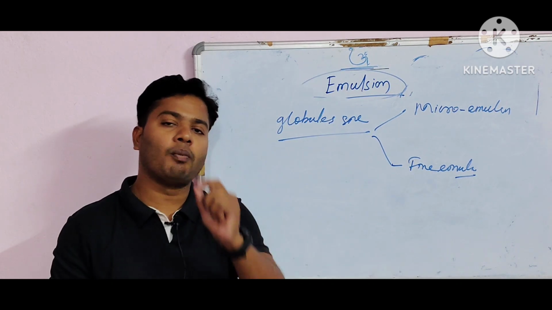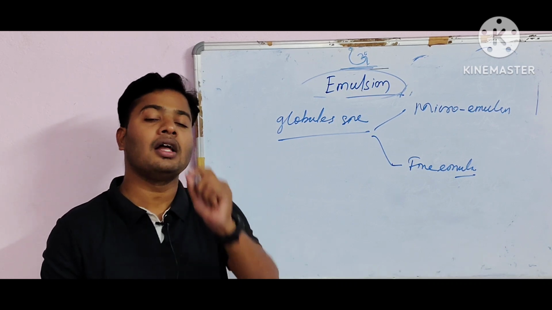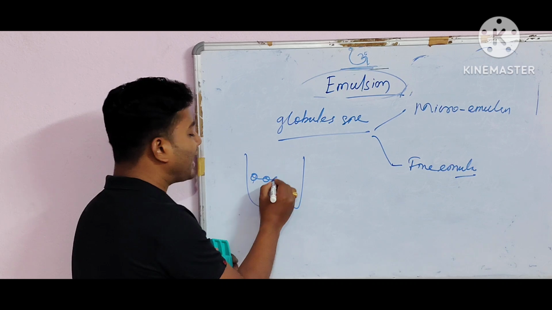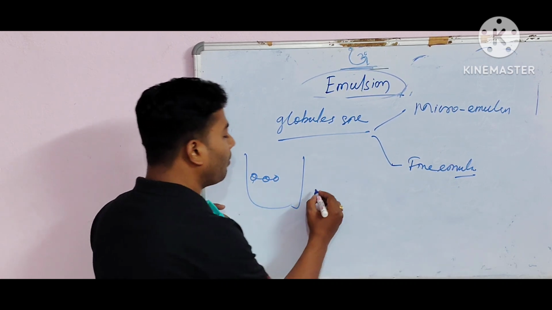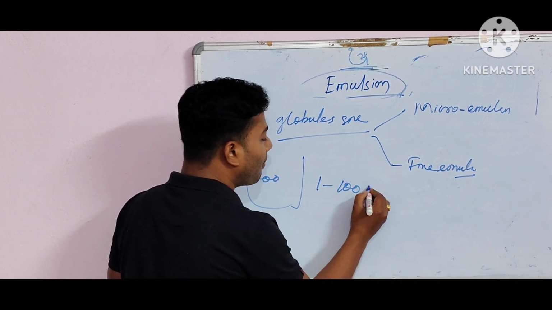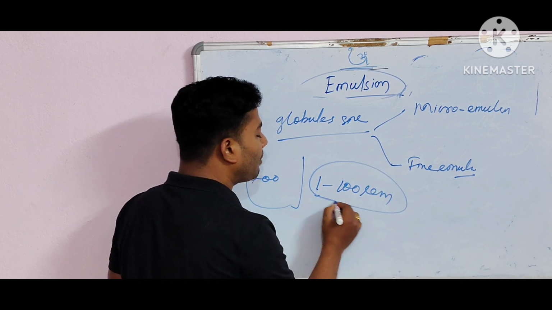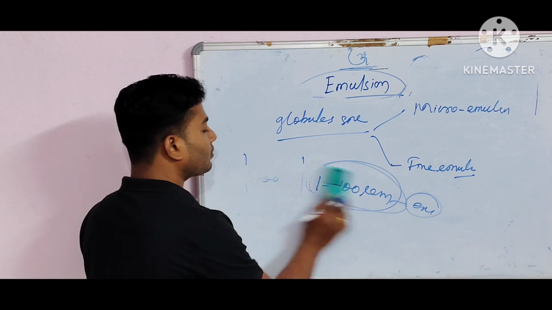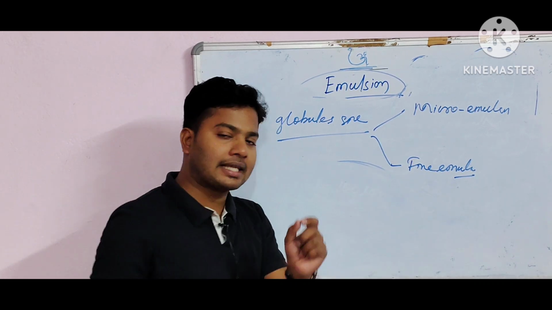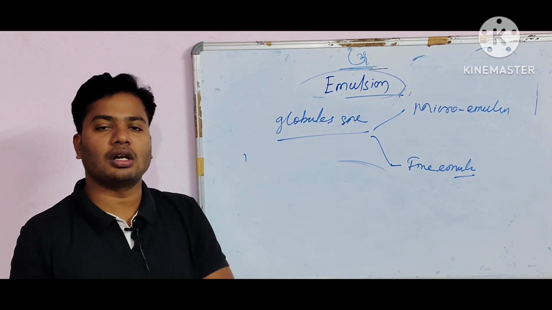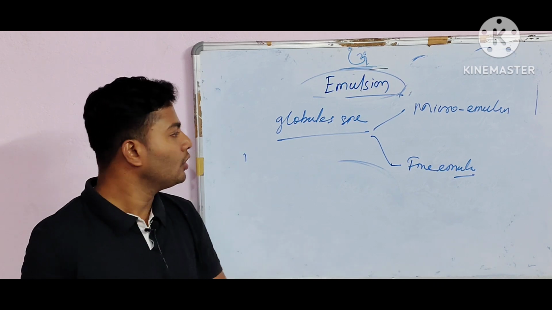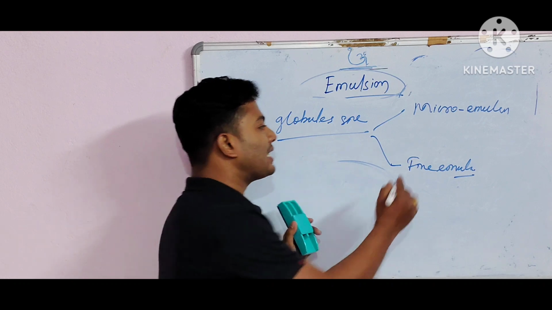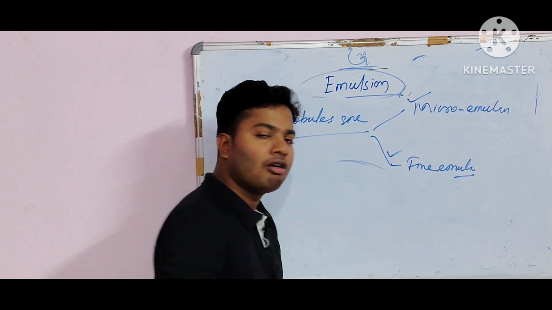Okay, to know the globule size range of a normal emulsion: in a normal emulsion, what is the globule size range? The globule size ranges from 1 to 100 micrometer. Clear? The question may arise: what is the globule size range of an emulsion? 1 to 100 micrometer. So now come to the point. According to the globule size, it is classified into two types. One is microemulsion, another one is fine emulsion.